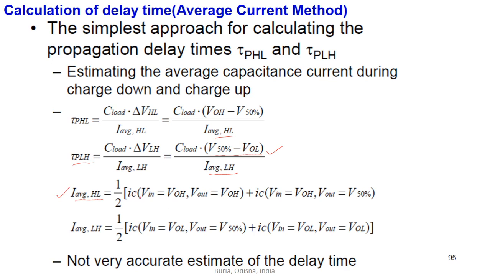So IC when input is VOH and output is VOH, plus the value of the current when output falls to 50%. Take the average of these two extreme currents and divide by 2, and you will get the average value.